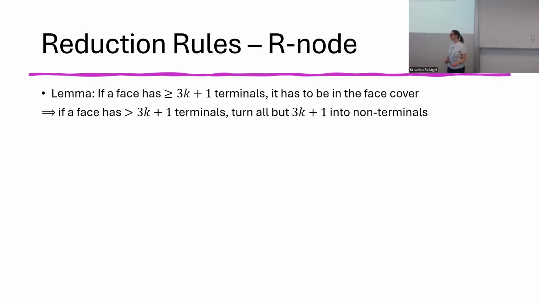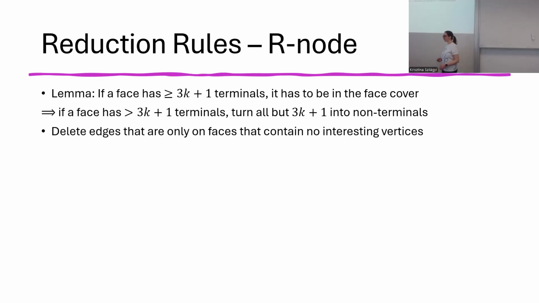So we might as well say, okay, forget about all but 3k+1 of these terminals and just turn them into non-terminals, because we already know this face will be in the face cover, and that takes care of it. Then the next reduction rule that we have is to delete edges that are on boundaries of faces that have no interesting vertices. Interesting vertices are either the corner vertices or terminals.